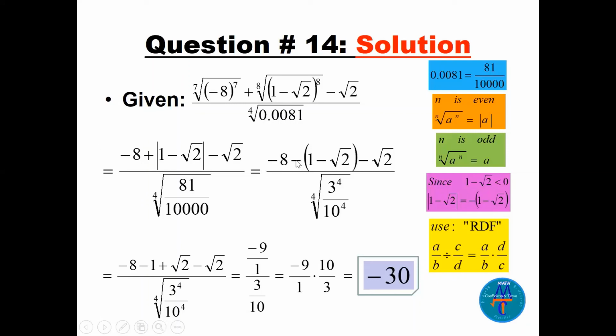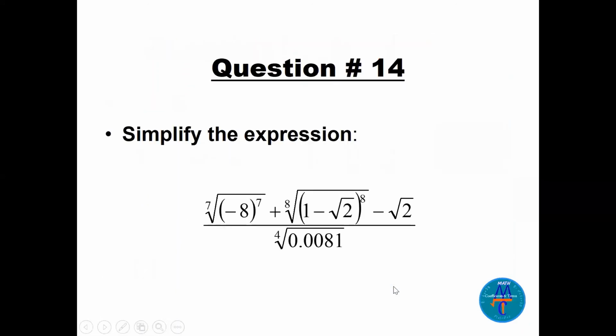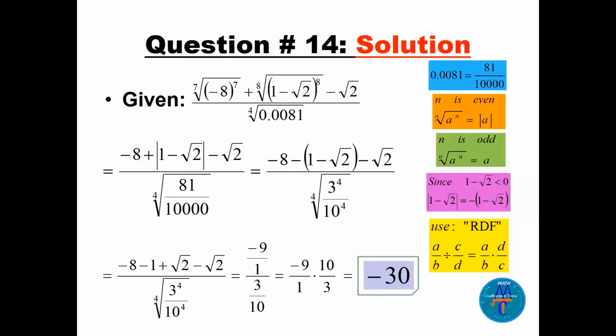So now minus 8, minus 1, plus this, minus this, they will cancel. So we get minus 9 over 1 for sure. And this one 3 over 10. I can use this formula here. If we divide 2 fractions, use the reciprocal. Sometimes we call this RDF, using the reciprocals to divide the fractions. So minus 9 over 1 times 10 over 3, when you cancel it by 3, you get minus 30 is the answer for this question number 14. This nice question, the answer is minus 30.